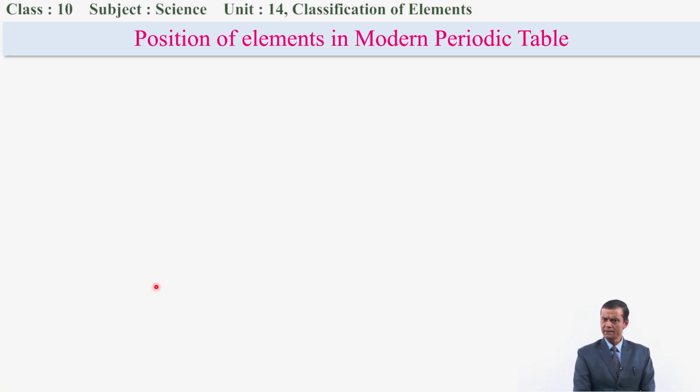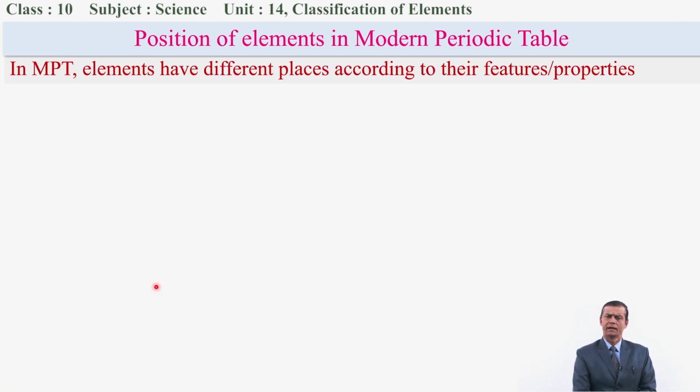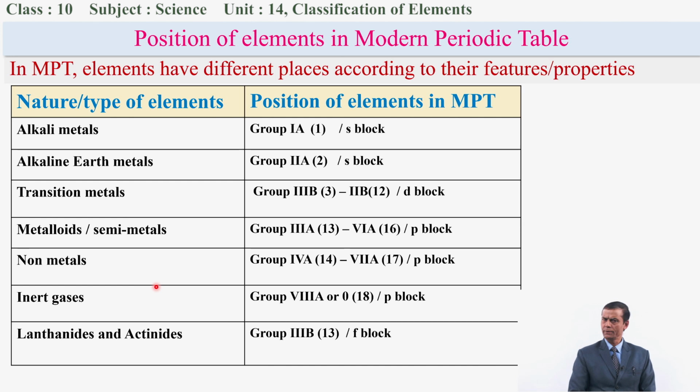Now, position of element in modern periodic table. In modern periodic table, elements have the different places according to their features or properties. Look at here. Nature and type of the element: alkali metal, alkaline earth metal, transition metal, metalloids, semi-metals, non-metal, inert gas, lanthanides and actinides. These are the nature of the elements, and their position is mentioned here. Look at your position of element in modern periodic table.